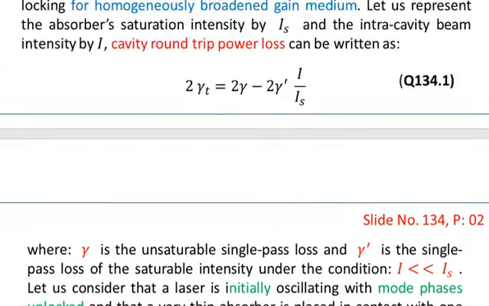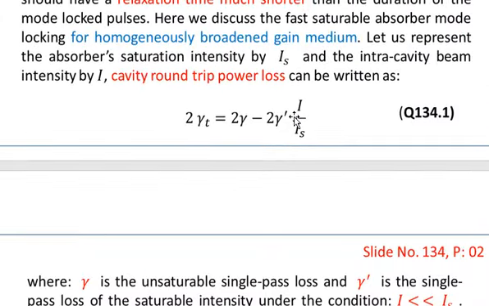From this equation you can see that if the intensity of the laser, which is I, is 0, then of course this term will vanish, and 2 gamma T will be determined only by the factor 2 gamma. But if the intensity I is non-zero, then of course this 2 gamma prime will come into play, and then 2 gamma T will be determined by the difference of 2 gamma and 2 gamma prime times I over IS.